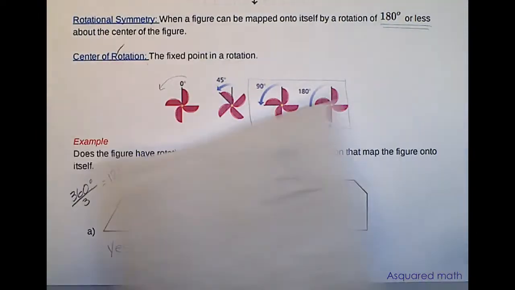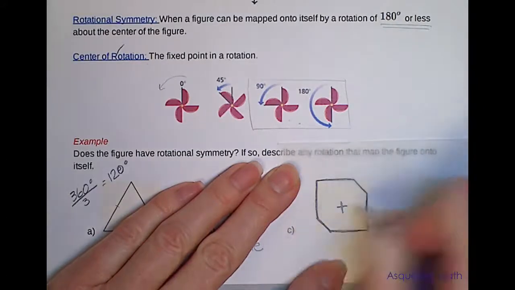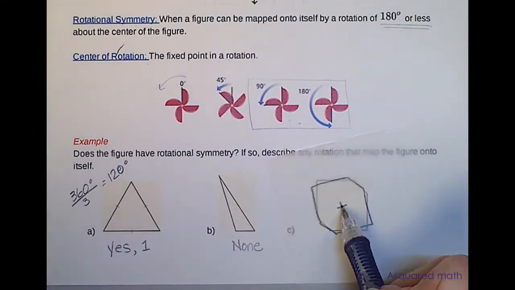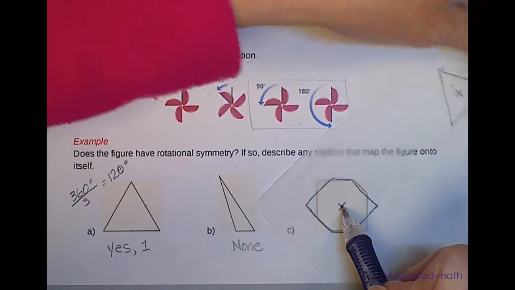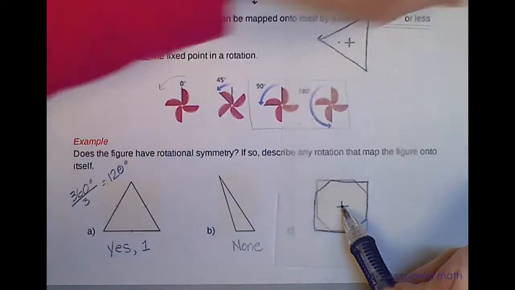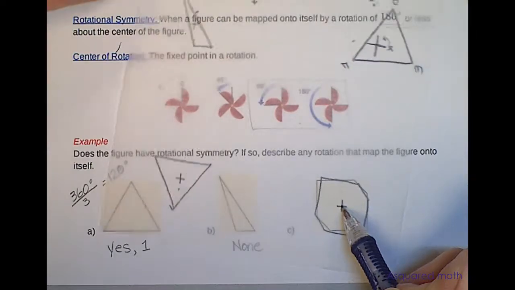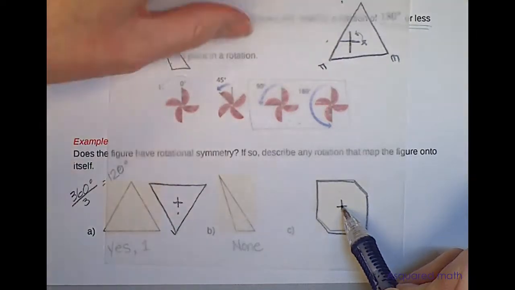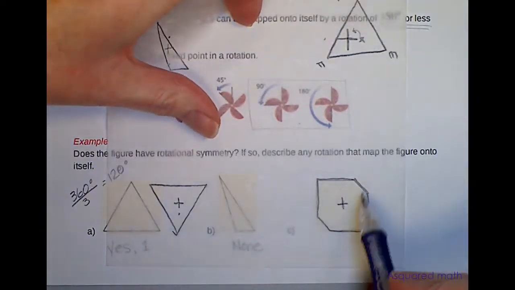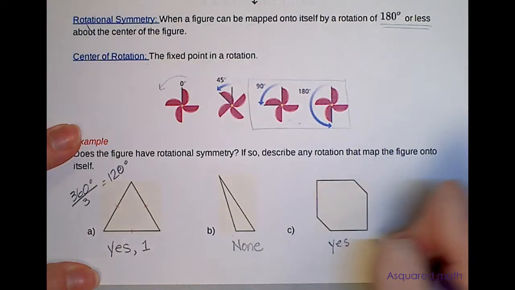And then finally, if we take a look at this last figure, trace this, approximate that middle point, because they're not telling us where the middle is. Put your crosshairs there, put your pencil in the center, and keep rotating. So right now we have rotated 90 degrees, and we do not have the exact same figure back. So let's try rotating a little bit further. And once we hit that 180 degree mark, if we found the exact center, it would line right back up. But we are back to that original shape. So this one does have rotational symmetry.